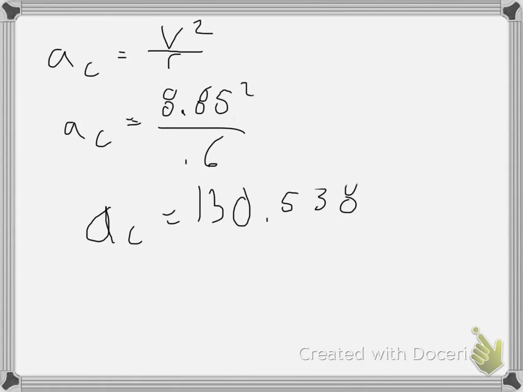Okay, so now we have to take that initial velocity we found and find the centripetal acceleration. The equation for centripetal acceleration is just a_c equals velocity squared over the radius of the circle that the ball is traveling in. So we simply put in that 8.85 that we got in the last equation, put it over the radius that we got in the problem, and then we get 130.538 meters per second squared as the centripetal acceleration.